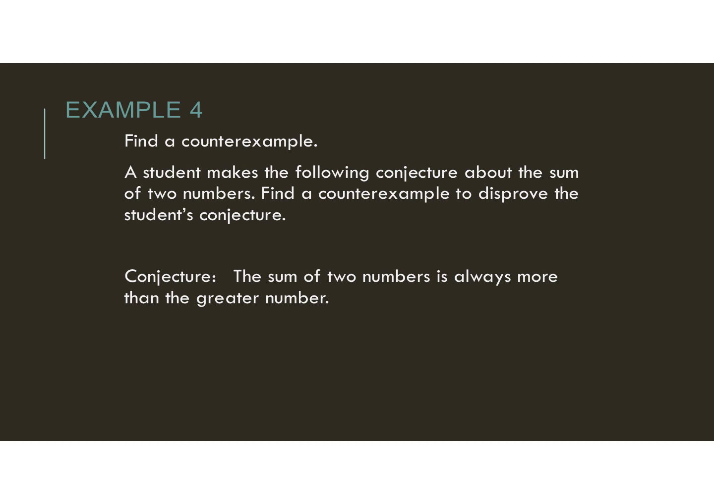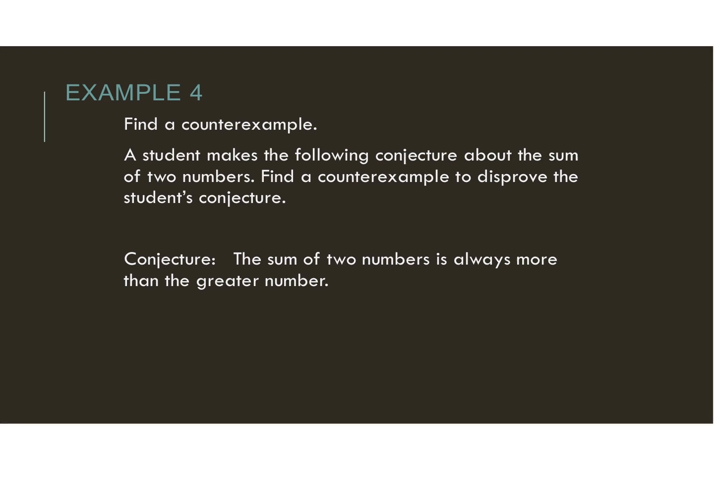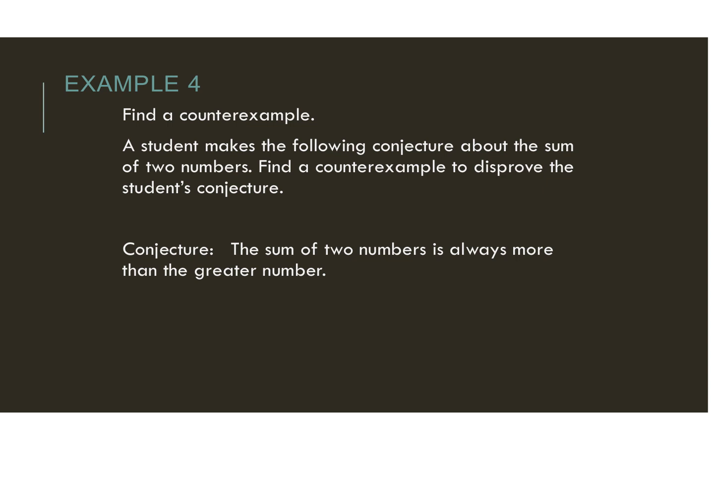It says the sum of two numbers is always more than the greater number. So think about it. The sum of two numbers is always more than the greater number. So let's think about two numbers. Easiest one to think about is use negative numbers. So if I were to take -2 plus -3, that would give me -5. Is -5 greater than -2? This is no. So this is my counterexample. I just proved that this statement is false.